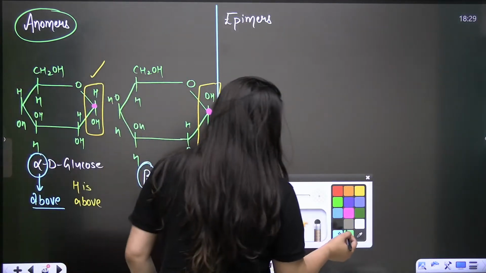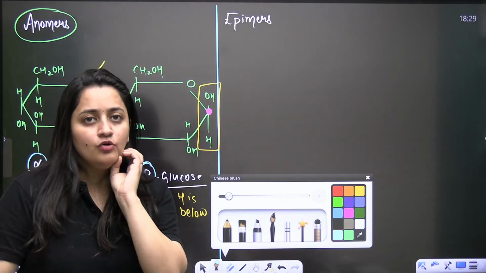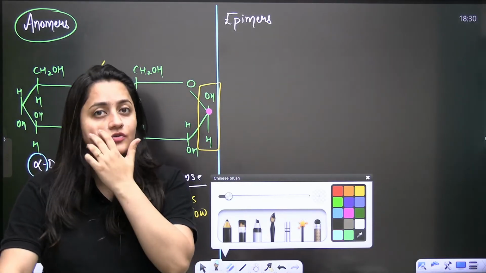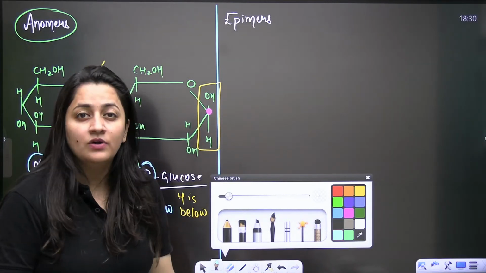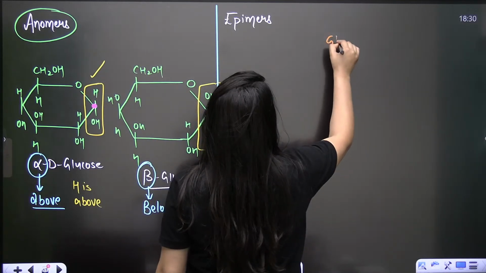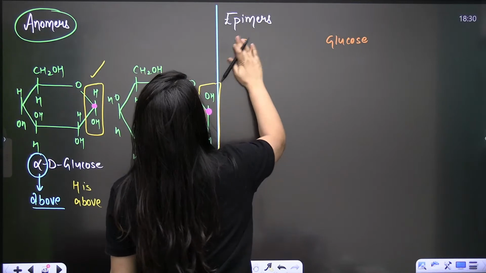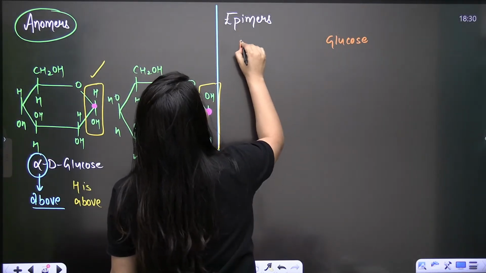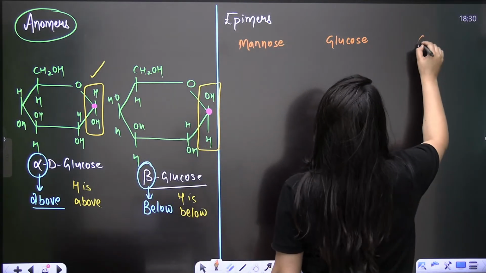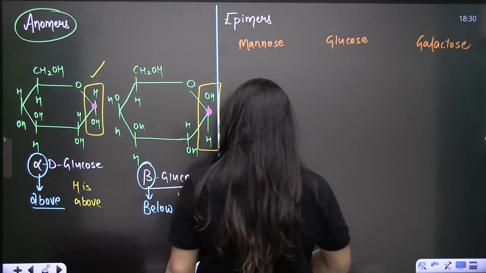Now the other word is epimers. Epimers is not given in your syllabus, but I told you to remember the structure of galactose, so that is why I'm telling you. You'll even find the word mannose again and again. So glucose, mannose. It's not maltose, it's mannose. And then comes the galactose.